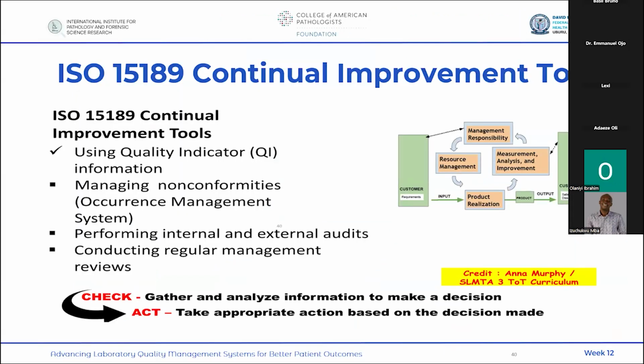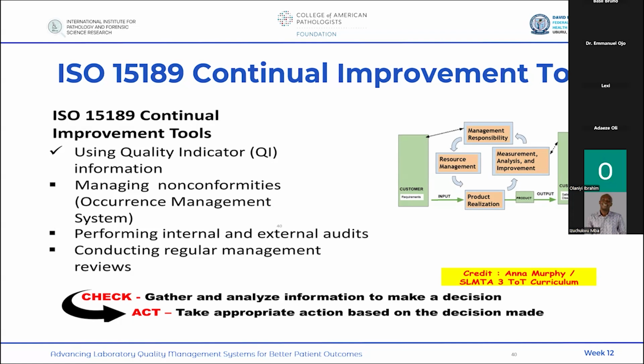So what are some examples of continual improvement tools? I've talked about quality indicators, the non-conformities, internal and external audits, management review. All of these are things that help us drive continual improvement. So improvement has to be cyclic, it has to be continual. You need to keep adjusting the benchmark. Even if you are there, you need to keep checking that you are not dropping the ball.